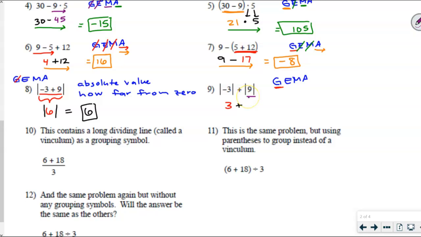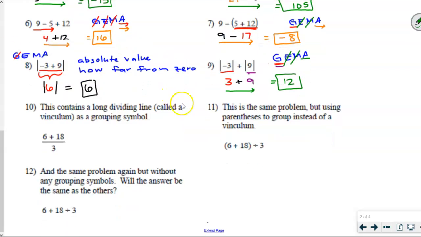What is the absolute value of 9? The absolute value of 9, how far away is 9 from 0, Gabriel? 9 away. There, I took care of both grouping symbols. Any exponents? No. Any multiplication or division? No. Any addition? Yes. Addition or subtraction, I should say. And what do we see? 3 plus 9. 3 plus 9 is equal to 12.